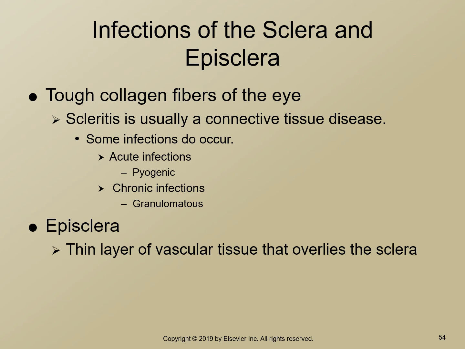The episclera is a thin layer of elastic vascular tissue that overlies the sclera. Inflammation of this tissue is called episcleritis. Episcleritis is more common than scleritis and has an undetermined cause in about 70% of the cases.